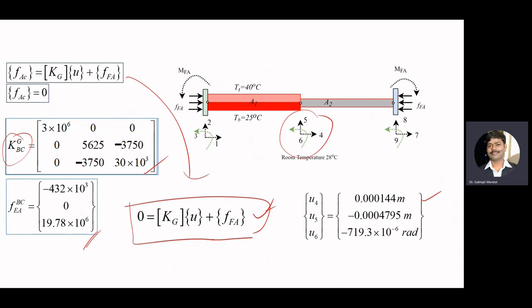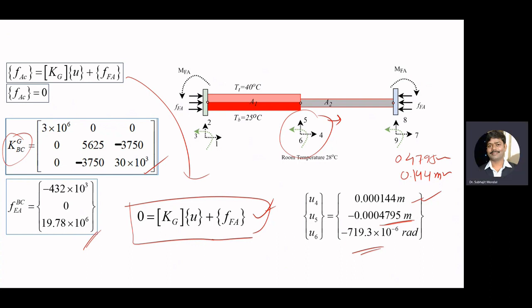U4 corresponds to the axial deformation. So here this node is going to have displacement in this direction. That amount is 0.144 mm, and vertical displacement is 0.4795 mm, and we have the rotation here. Okay.